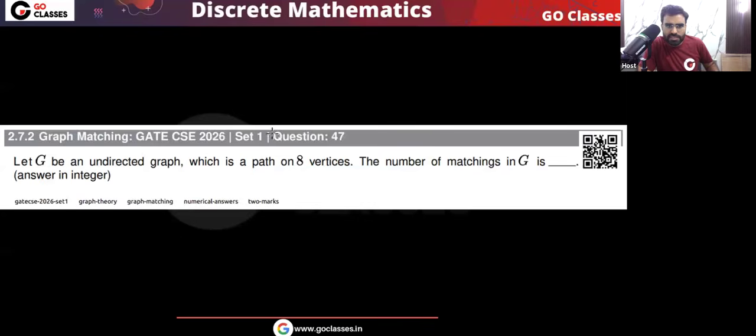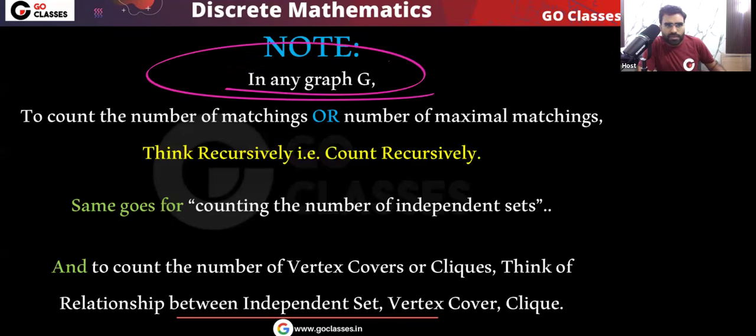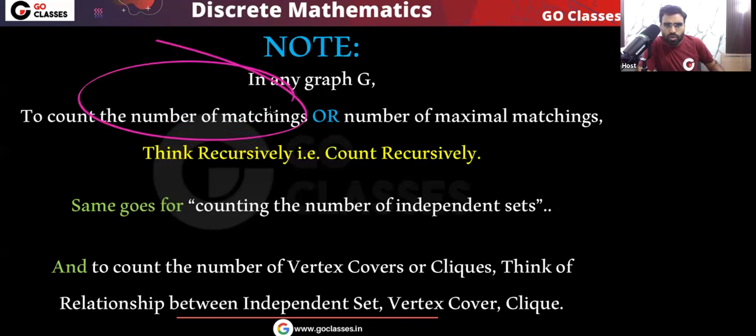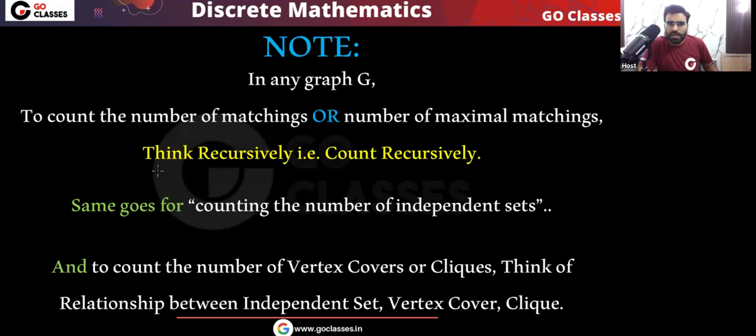In this GATE 2026 question, they are asking the number of matchings. Okay, so this is a note. In any graph, to count the number of matchings, or the number of maximal matchings, or the number of perfect matchings, always think recursively, meaning you count recursively.